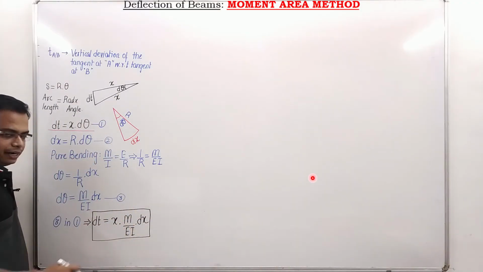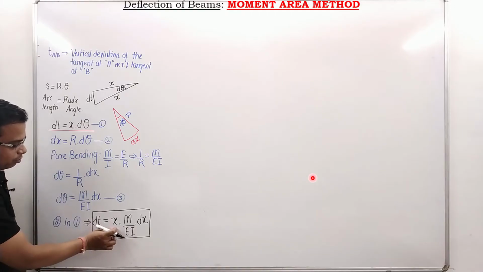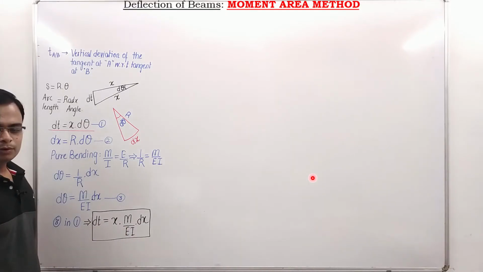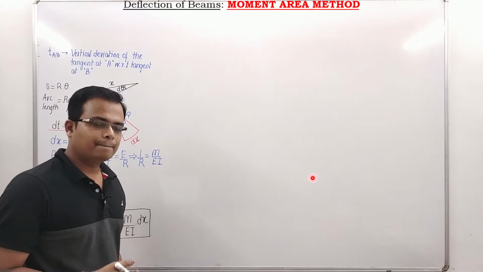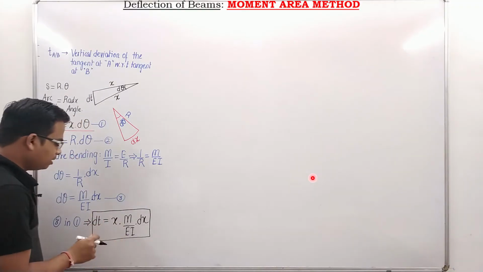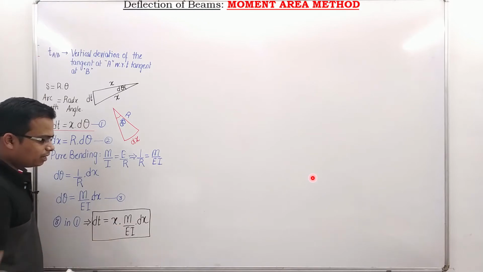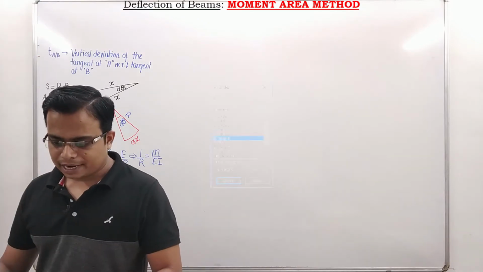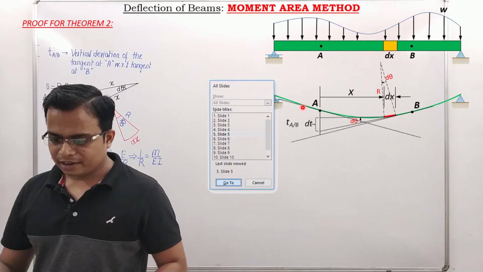Now this is very interesting. What is this? dt is equal to x times M over EI into dx. But what does this convey? Are you able to get the point? Let me tell that once again. dt is equal to x times M over EI into dx. Can we get back to slide number 5, and here we go.